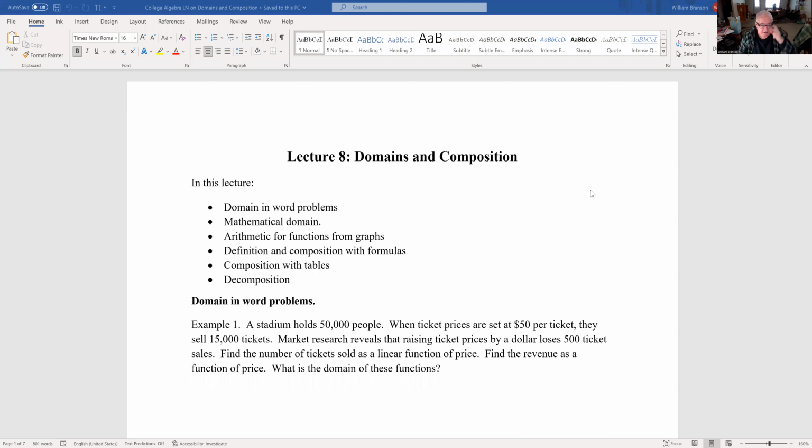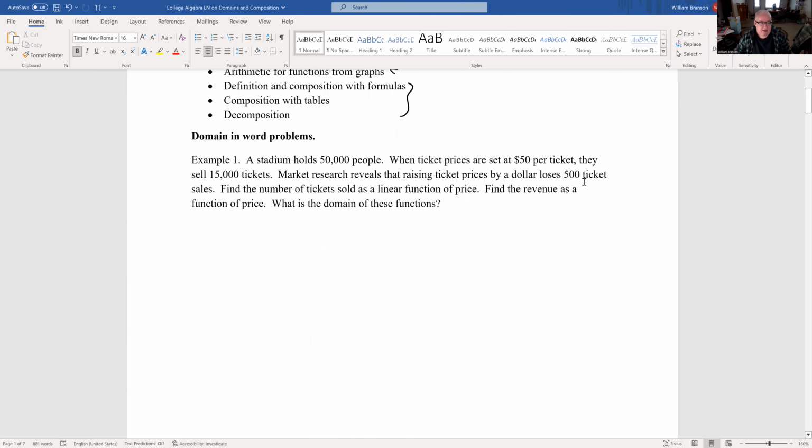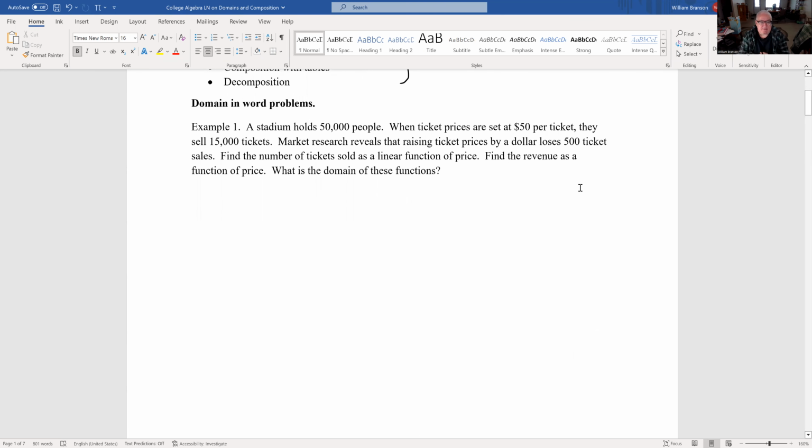Okay, so domains and compositions. We'll look at mathematical domain and word problems, and then we will look at compositions, and we'll throw in a little bit about arithmetic for functions. A stadium holds 50,000 people. When ticket prices are set at $50 per ticket, they sell 15,000. If they raise the ticket prices by $1, they lose 500 in sales. So, number of tickets sold as a linear function of price.